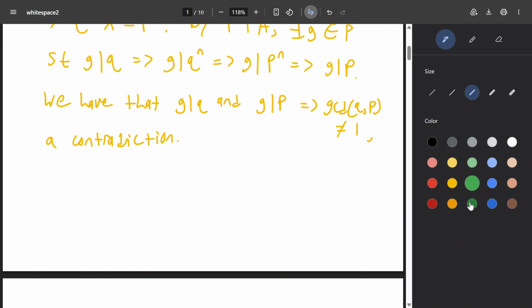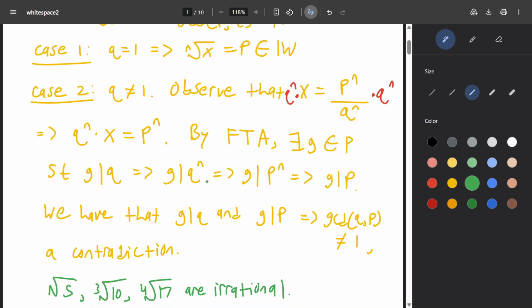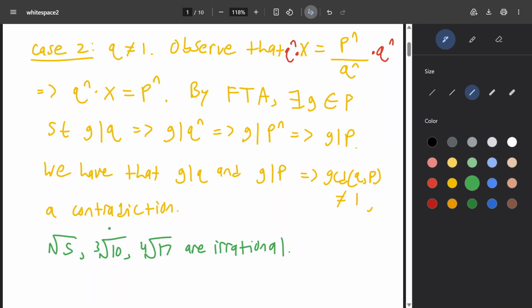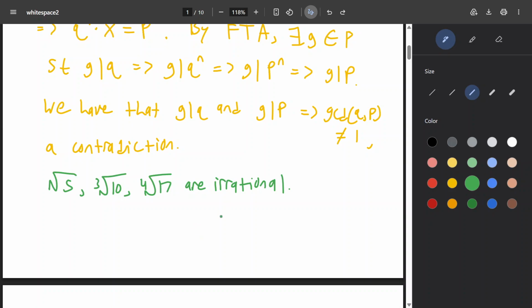Okay, well, let's just chalk up some examples. So we know that the square root of 5, the cube root of 10, and the fourth root of 17, just to name a few, are irrational. By the theorem we just showed here, it's impossible. If you can't express this as the nth power of a whole number, matching the index of the root, then it's not going to be a whole number. Then it's going to be irrational. Okay, well, there's our existence right there.